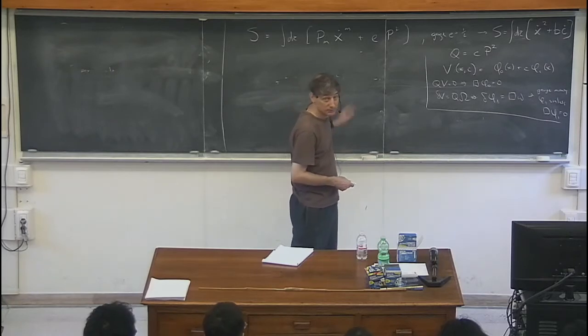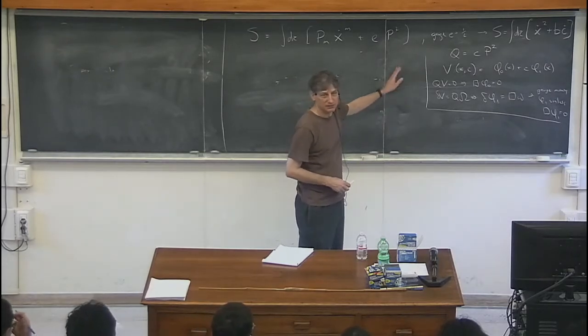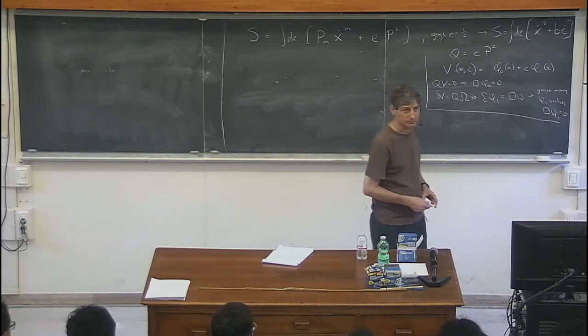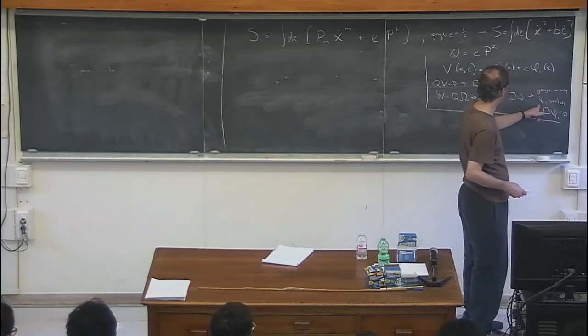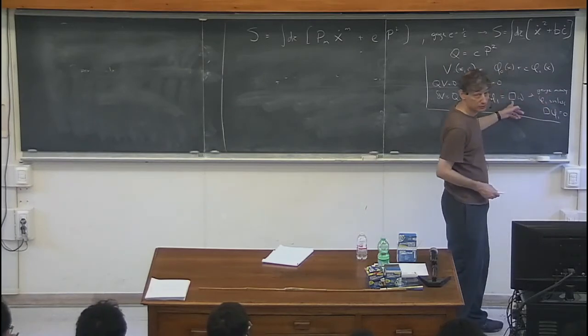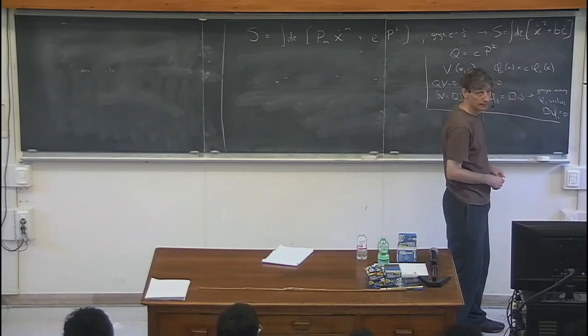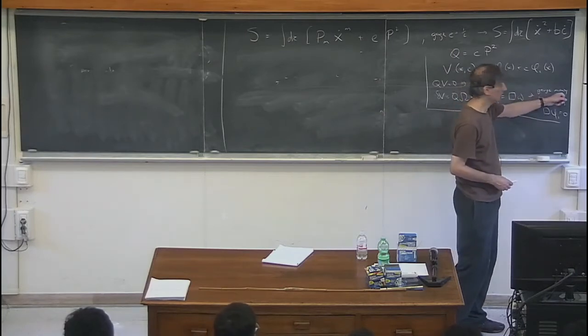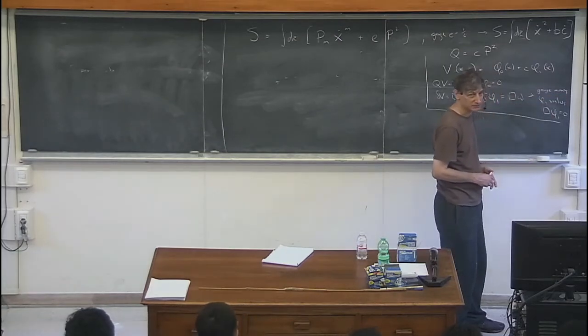Okay, any questions about this? This is the simplest case. Yeah. Gauge away phi 1. So delta phi 1 has this form. Gauge away means you can remove it by a gauge transformation.